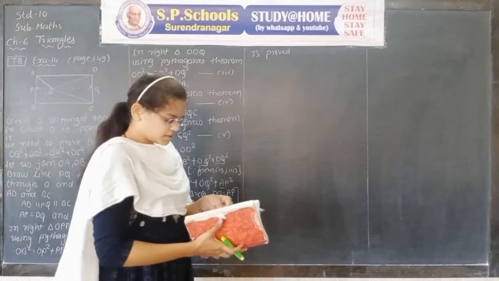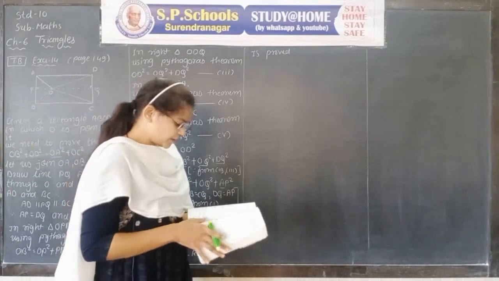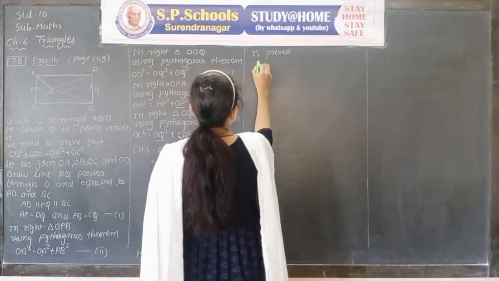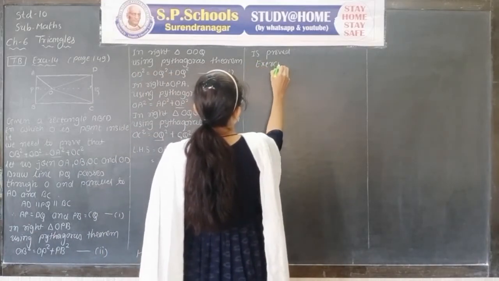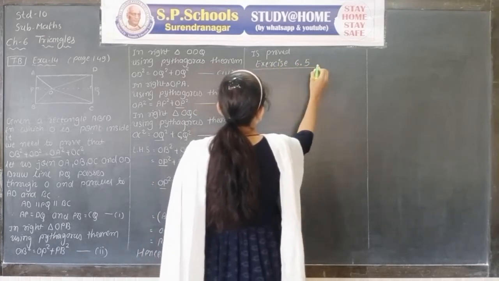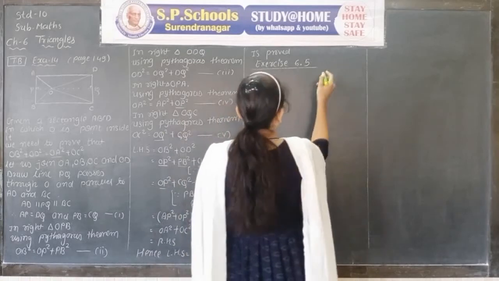Now we discuss another one. Next is our exercise 6.5 from the textbook, on page number 150.